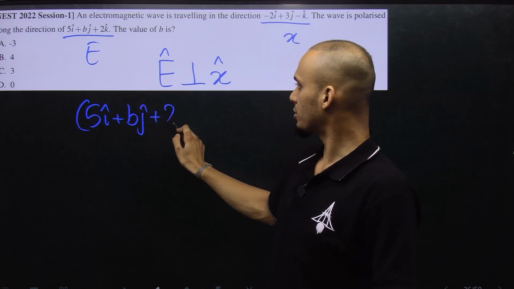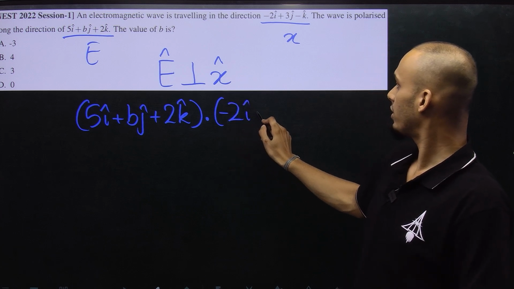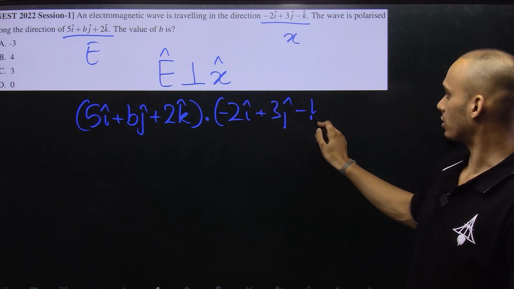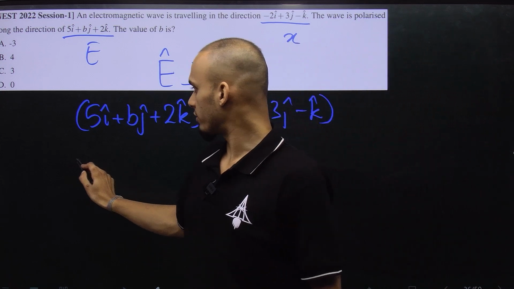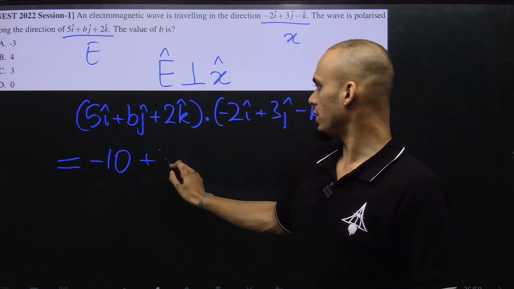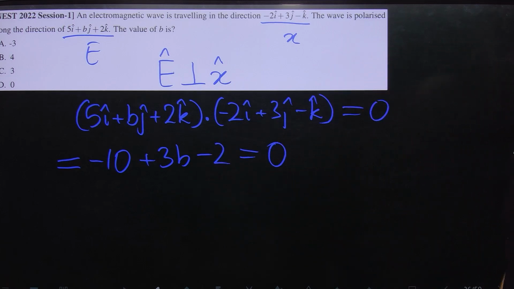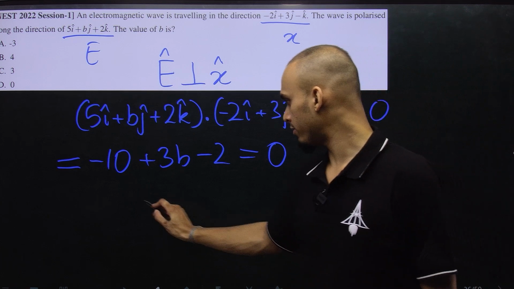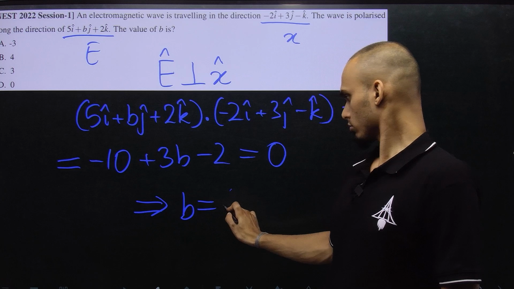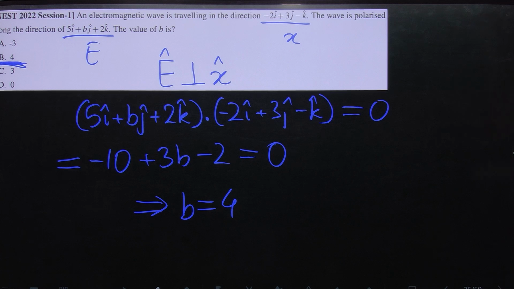cap plus 2 k cap dot product with minus 2 i cap plus 3 j cap minus k cap, this dot product will be 5 into minus 2 is minus 10, b into 3 is 3b, minus 2 should be equal to 0. Hence 3b should be equal to 12 and you will get b is equal to 4. Option B will match in this case. Very basic concept. Electromagnetic waves oscillate perpendicular to the direction of propagation.